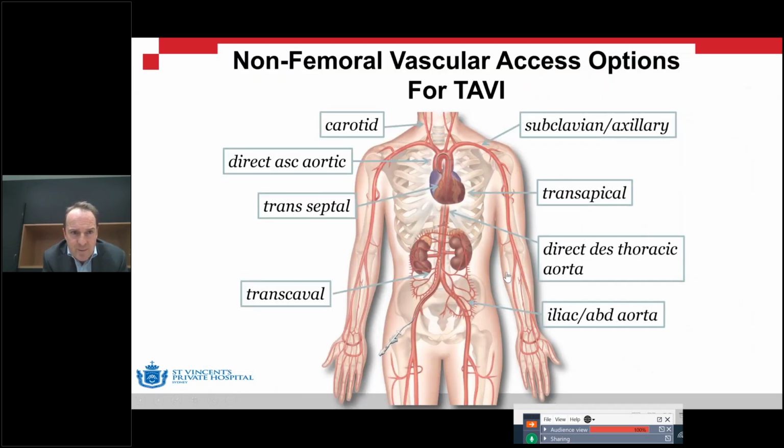Now, there are other ways. If the patient really doesn't have a surgical alternative, there are some non-femoral vascular options we can use, including the direct aortic approach by making a small incision on the right-hand side of the chest. We can go transapical, between the ribs at the apex of the heart, and more recently, subclavian approach, carotid approach, and actually we were the first centre in Australia to do a successful transcatheter procedure.